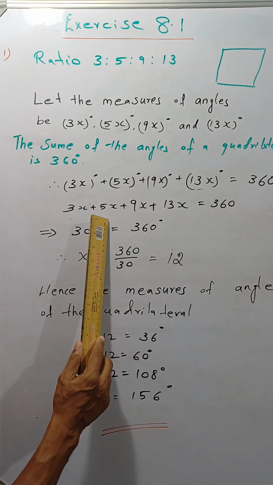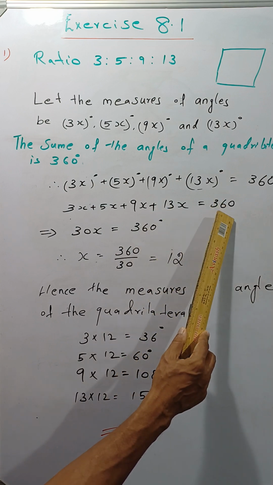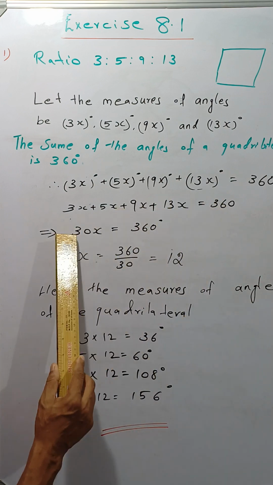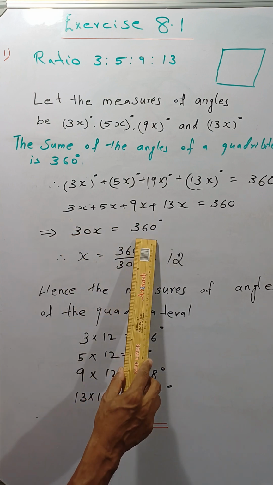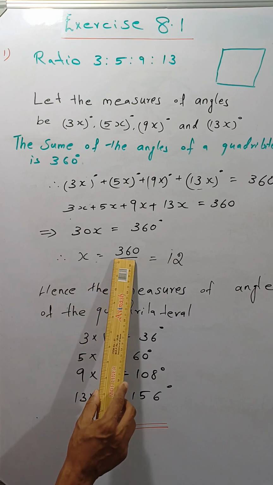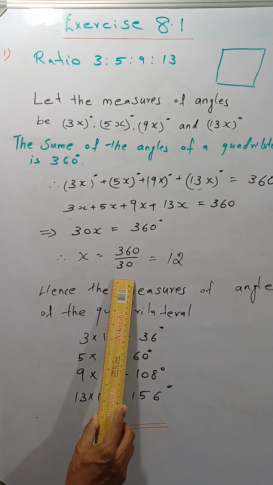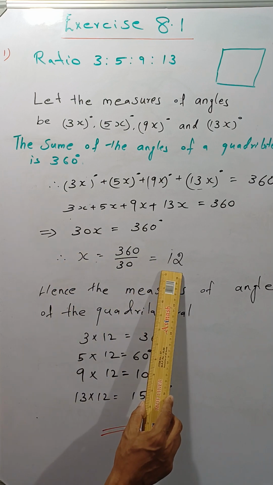Then let us solve this. 3x plus 5x plus 9x plus 13x is equal to 360. By adding this, we will get 30x is equal to 360 degree. x is equal to 360 divided by 30 is equal to 12. The value of x we have got now, that is 12.